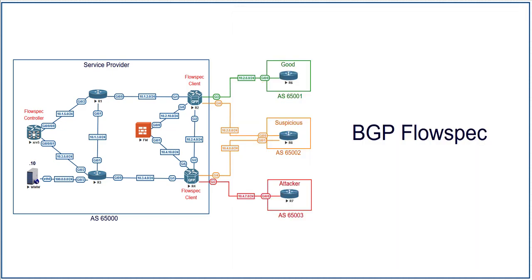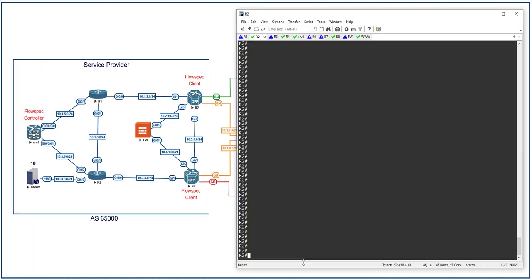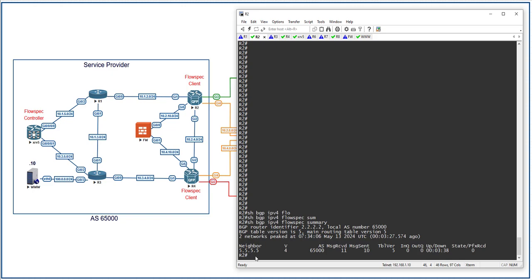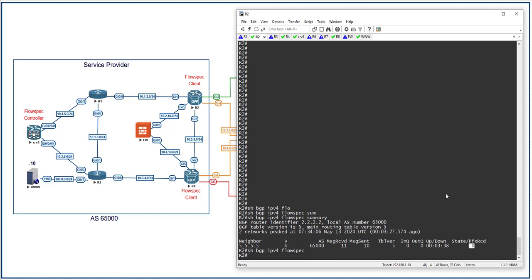All right, now we have IPv4 Flowspec activation, or BGP neighborship, between router 2 and router 5, and also router 4 and router 5. We can check in router 2. We can use show BGP IPv4 Flowspec summary. As you can see, we have neighborship with router 5, but we didn't receive any information. For example, in show BGP IPv4 Flowspec, we don't have any information.